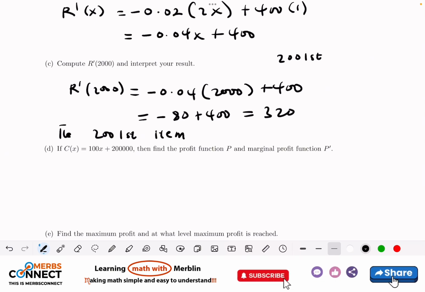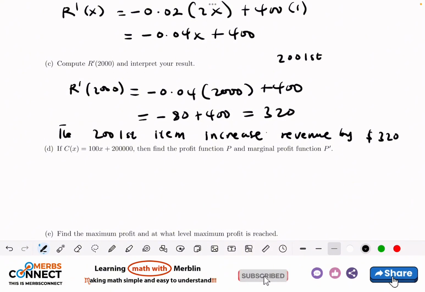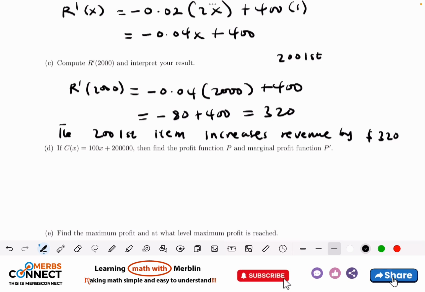item increases revenue by $320. So that's what you are going to get. Let me add an S to this one. So that will be the interpretation, right?